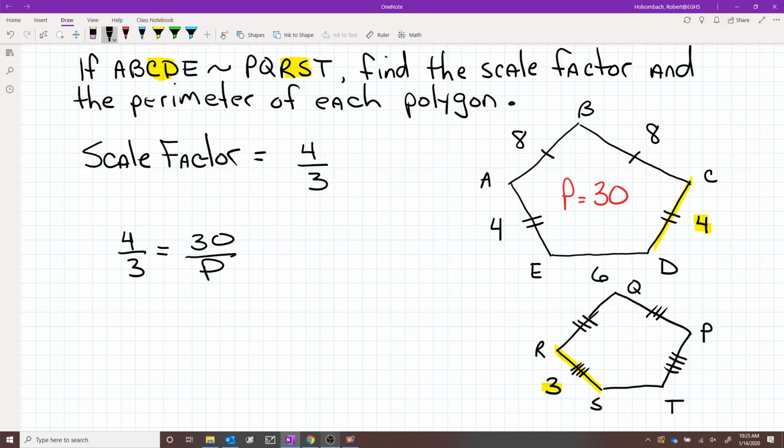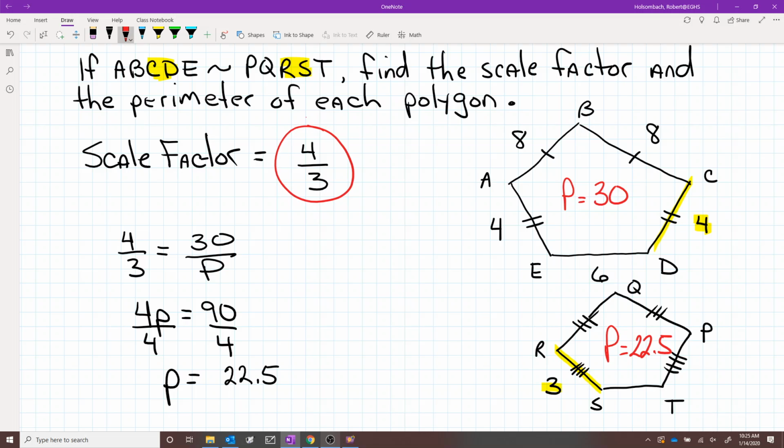So now you can just crisscross multiply. So 4p equals 90. Divide both sides by 4. And p is equal to 22.5. So there's your perimeter of both shapes. And here's your scale factor. Any questions on any of that?